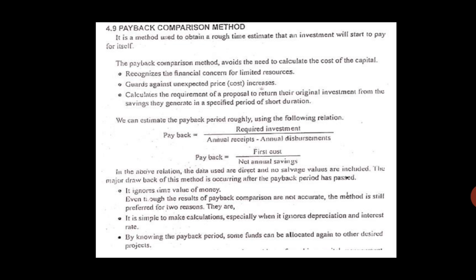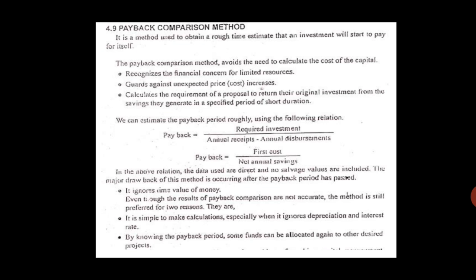This is a method used to obtain a rough time estimate that an investment will start to pay for itself. Okay, so it's just a time estimate and a rough estimate. The formula is very simple here. You can see payback is equal to required investment, that is P, what we invest, divided by annual receipts minus annual disbursements. That is, if you simplify, payback is equal to first cost divided by net annual savings.